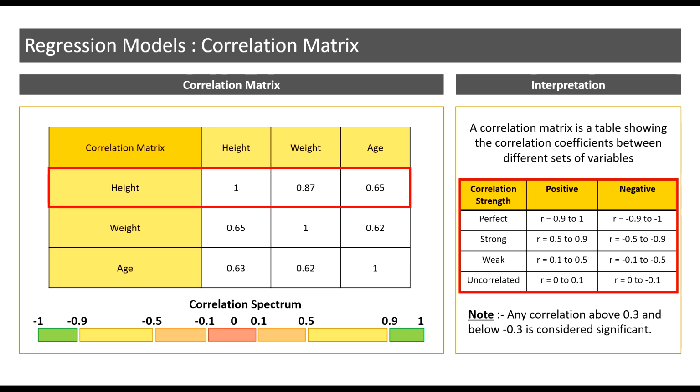Now this brings us to the question that if correlation helps understand the degree of association between variables, why do we need regression models as such? Stay tuned to the next video to find out more.